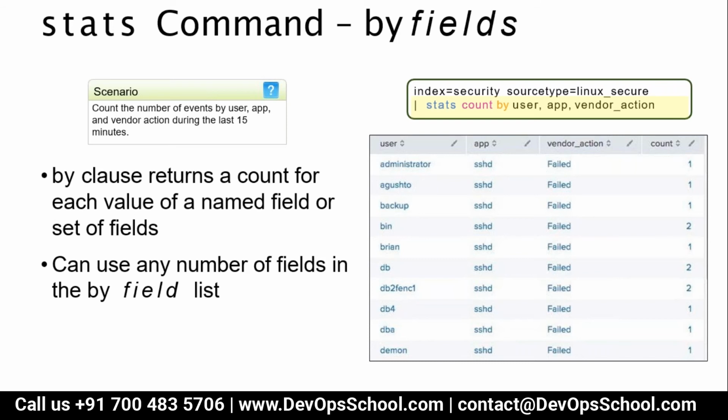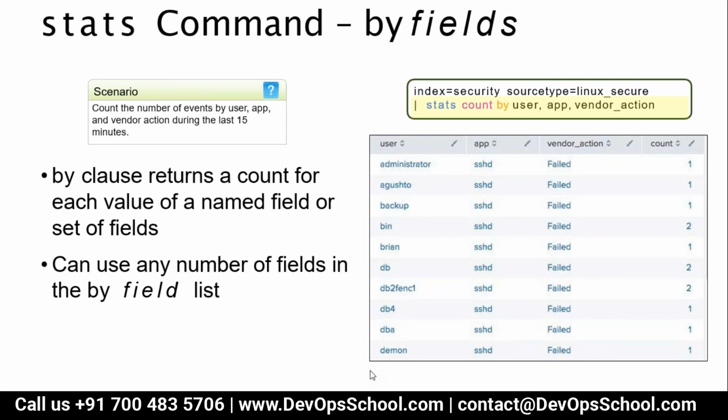So here you see the query now: stats count. Okay, but by what? So by user, app and vendor action. So here you see you have displayed user, app, vendor action, whereas the count has happened 1, something like that.